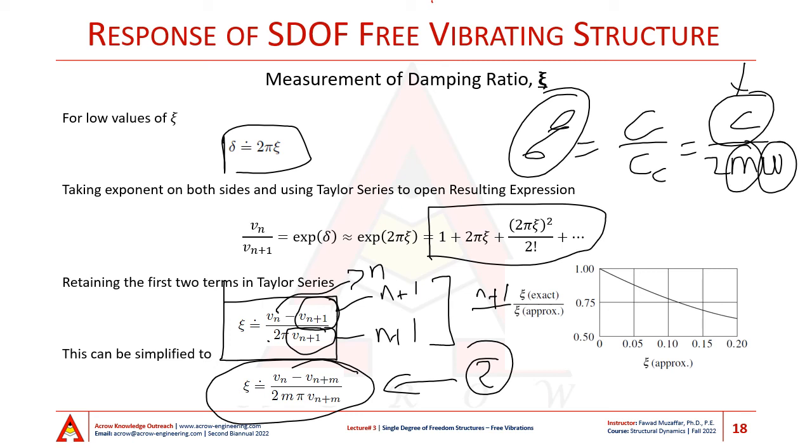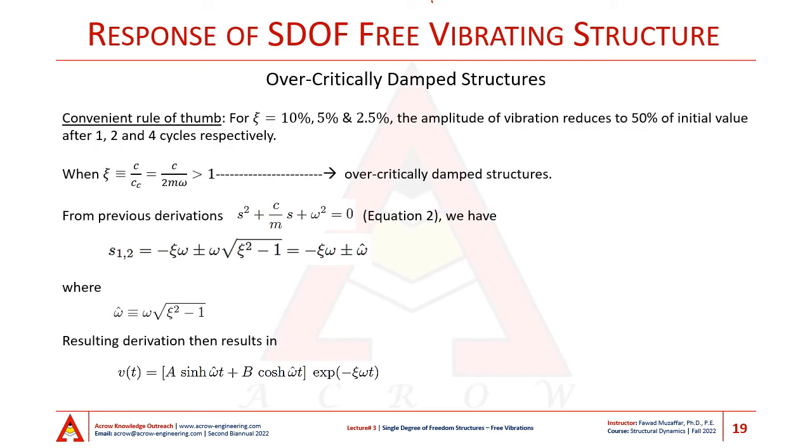Okay, so as a rule of thumb, for damping ratios of 10, 5 and 2.5%, the amplitude of vibration reduces to 50% after the first, second or fourth cycle respectively. This is just a rule of thumb, and it's a good thing to remember.